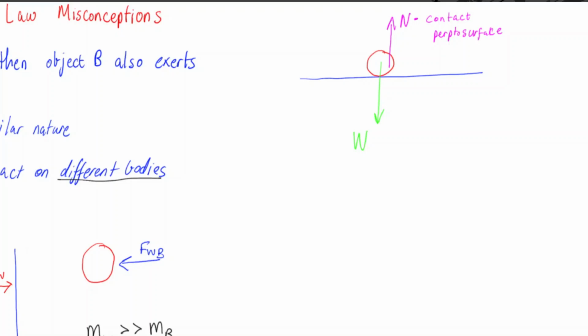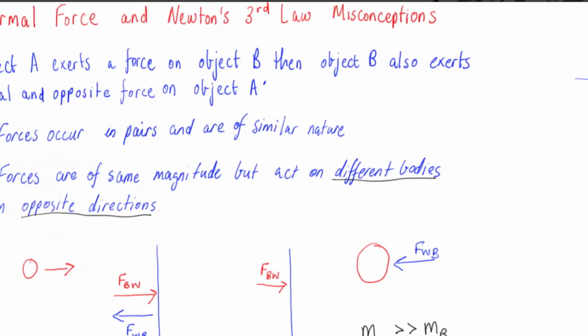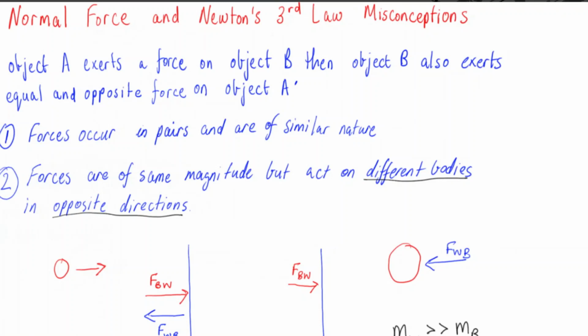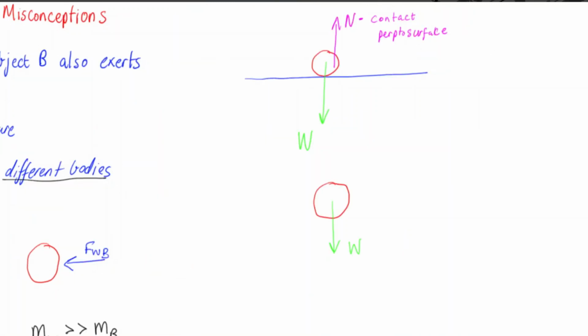If I was to take away the ground from this diagram, that normal force would no longer be there because there would be no contact between the ball and the ground. So the only forces remaining on the ball would be the weight force imposed by Earth's gravitational field, which would be our weight force. So it's quite easy to see from our definition of Newton's third law that these forces don't occur in pairs, and even though they might be of similar magnitude in this case, they act on the same body, which is the ball.